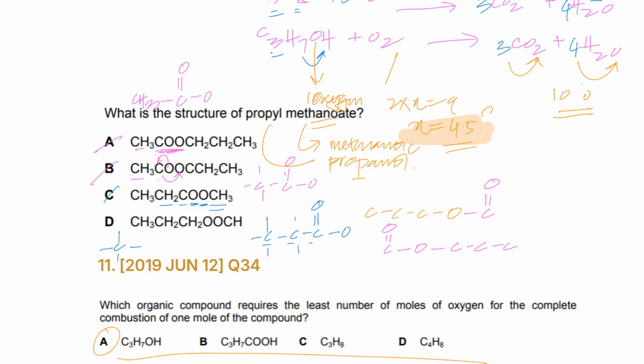You know, CH3 bonded to a C, bonded to two H's, bonded to another C, bonded to two H's, bonded to an O, bonded to a C, which is double bonded to an O, which is bonded to an H. So this makes sense. CH3, CH2, CH2, bonded to O. So this is propyl, and this is meth. So propyl methanoate. Done. So D is the correct option.